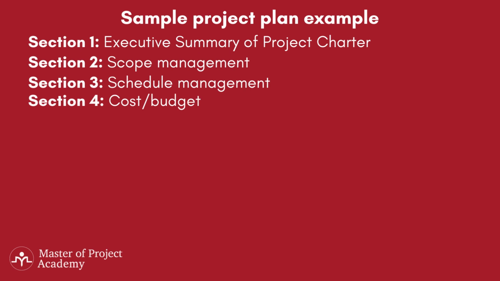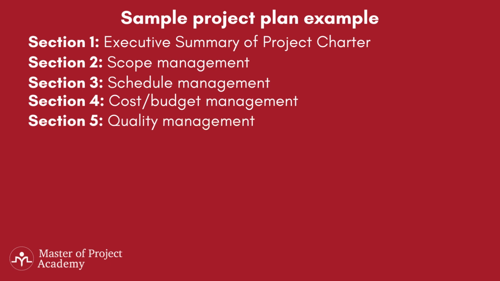Sample project plan example. Section 4, Cost budget management. This section of the sample project plan example describes the project's cost management plan or provides a reference to where it is stored. This section should contain Step 6, Estimate each task's costs outputs. Sample project plan example. Section 5, Quality management. This section of the sample project plan example describes the project's quality management covered in step number 2 in this article.